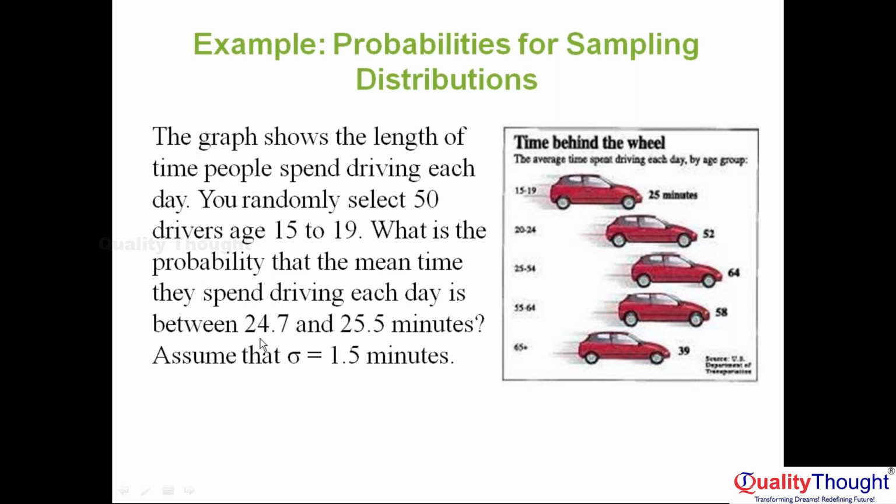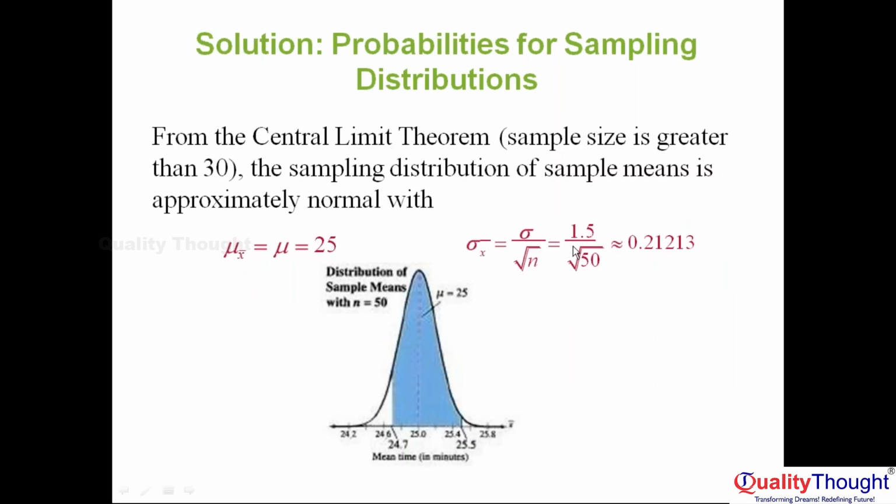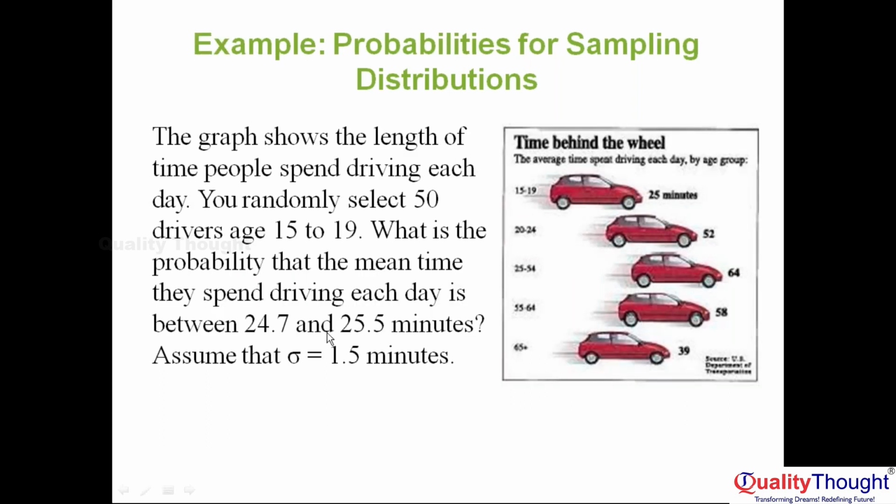for 24.7 minutes and 25.5 minutes. This is one mean time and this is another mean time. This is x1 bar and this is x2 bar. You have to identify the z scores for 24.7 and for 25.5, using x bar minus mu divided by sigma divided by root n. Sigma divided by root n you have already calculated, mu you already have, and x bar you already have, 24.7 and 25.5. You will get two different z score values. If you make a subtraction between those two, you will get the resultant probability.